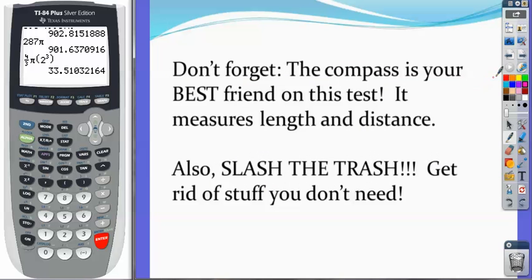Next, don't ever forget that the compass is your best friend on this test. It measures length and distance. If you can figure out how to use it, it's going to be like your best tool ever. Also, slash the trash. I think I've said that a million times. Get rid of those answers that make no sense and just don't even think about them. Don't let them trip you up and just get rid of them. So let's go to the next problem.